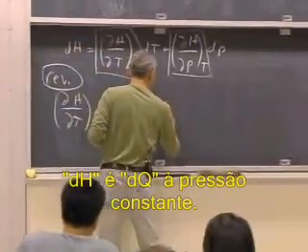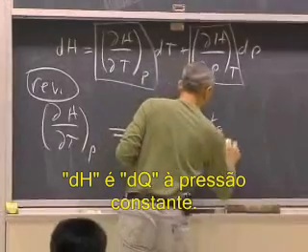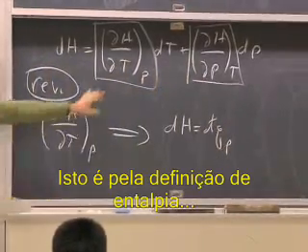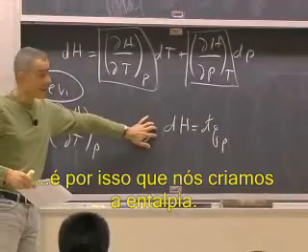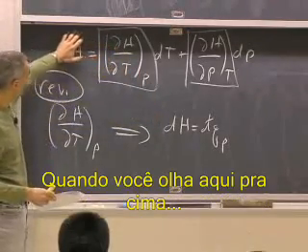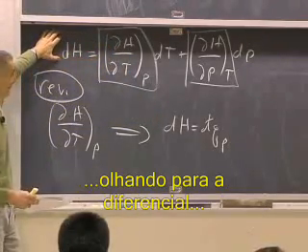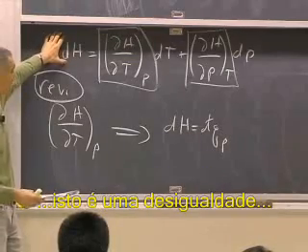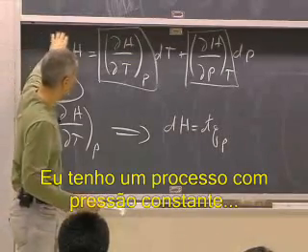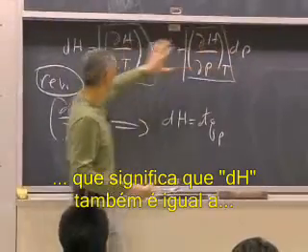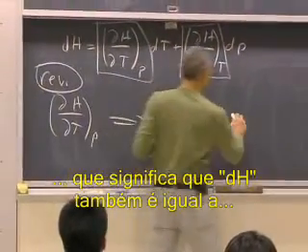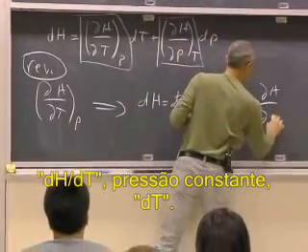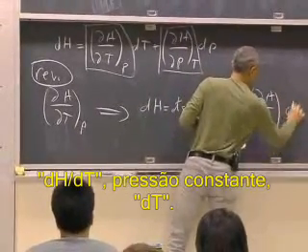So we can write that down. dH is dQ, constant pressure. That's by definition of enthalpy. That's why we created enthalpy. What else do we know? Well, we can look up here at the differential. There's no approximations here. This is just an equality. I have a constant pressure process. This term here is equal to 0. That means that dH is also equal to (dH/dT) at constant pressure, times dT.